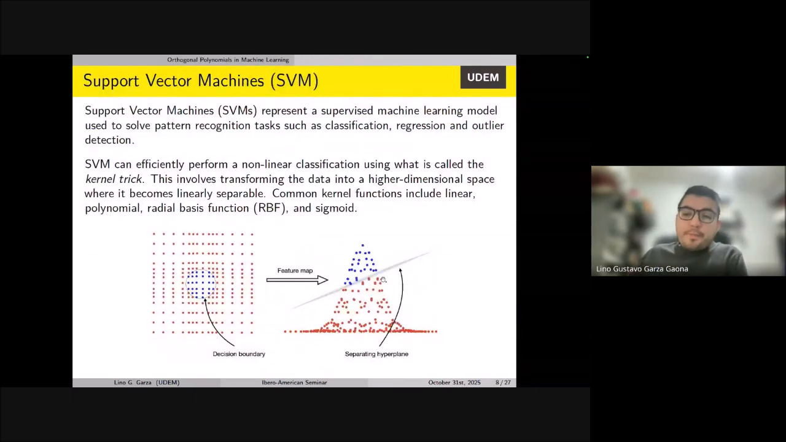Well, now this support vector machine is a machine learning model that basically wants to classify a set of points, distinguishing between the classes we have. In this image, we can see that we have a cloud of points where some red points belong to one class and some blue points to another class, and we can see that they are not linearly separable.